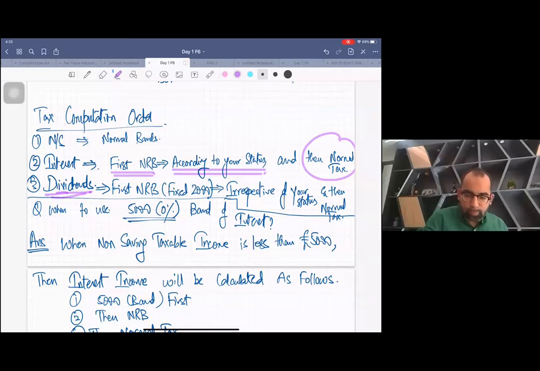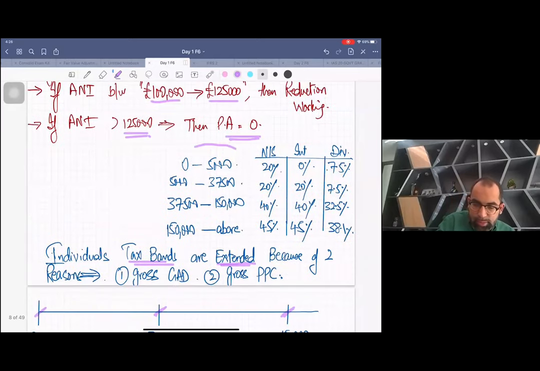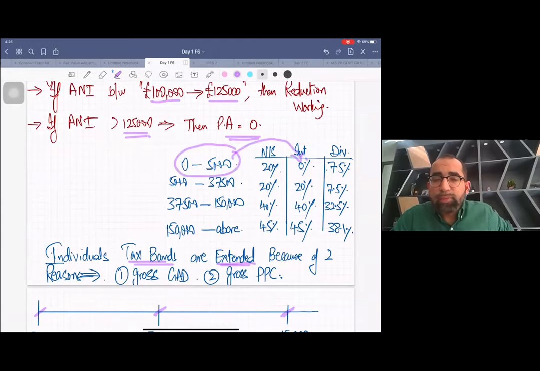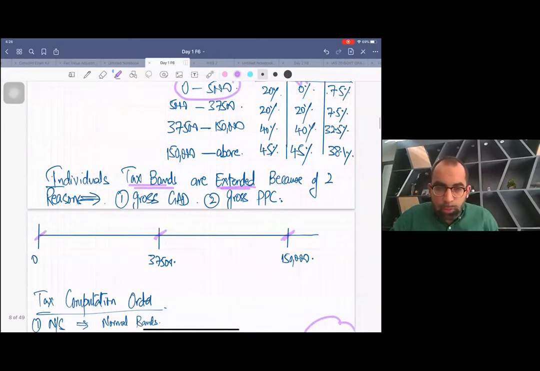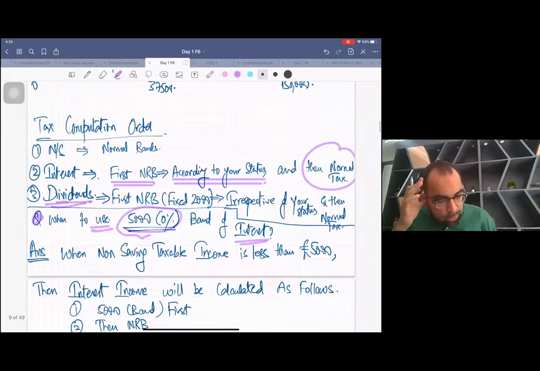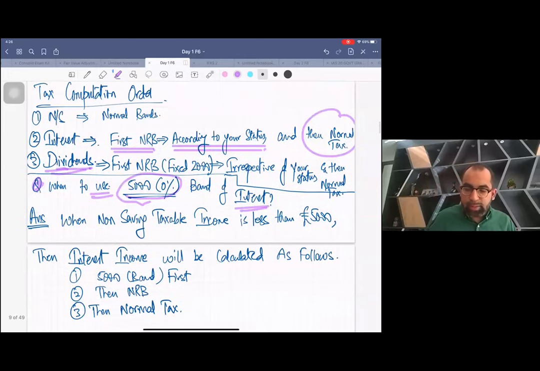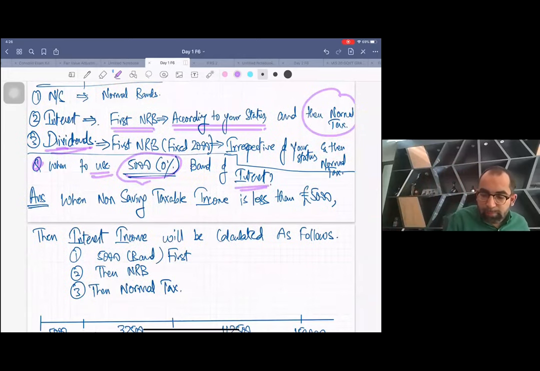Now, the question: when to use this 5000 0% band of interest income? There is a 0% band of interest as well. There is a 0% band, 0 to 5,000. The interest income band is 0%. Now the question is when to use this band. This is the answer.